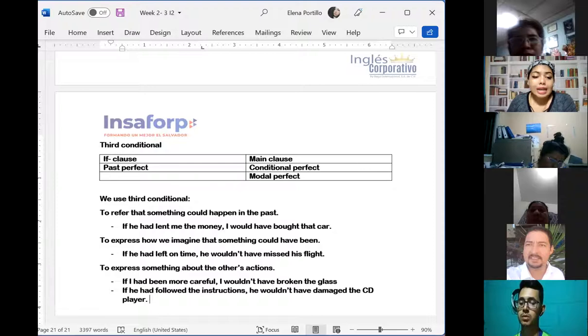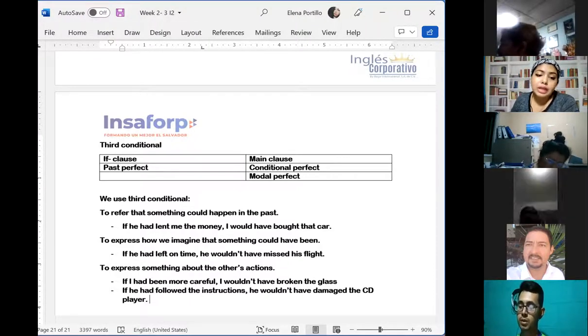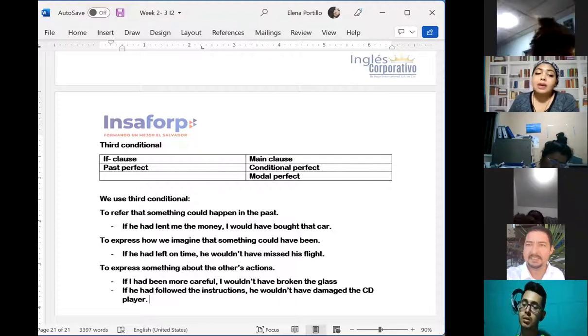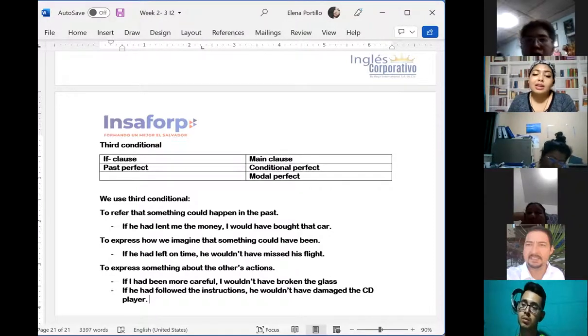And in the second example, it says if he hadn't followed the instructions, he wouldn't have damaged the CD player. In that case, if the person were more careful about the things that he had to do, in this case, to read the instruction, maybe he can make the CD player function. But in this case, he had not followed the instructions. So the result is that he damaged the CD player.